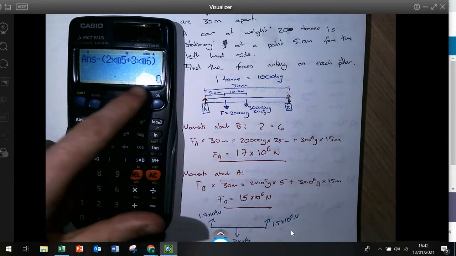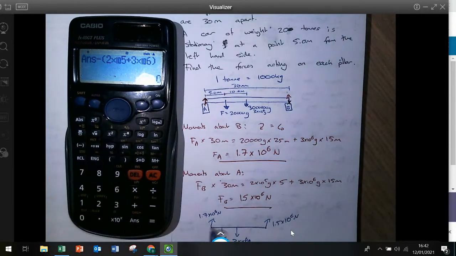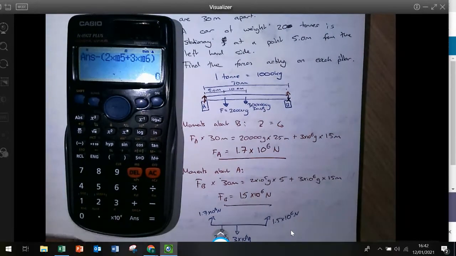And you can see that they do indeed equal 0, which we would expect because the bridge, of course, is in equilibrium. It's not accelerating up or down. So this is a nice little check to see that we've got the correct answer.